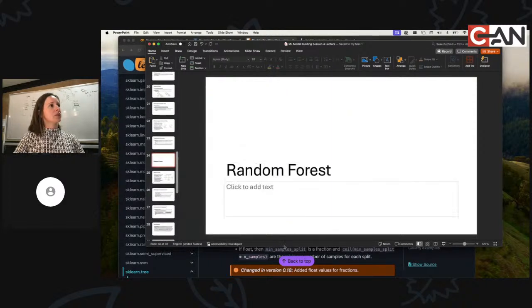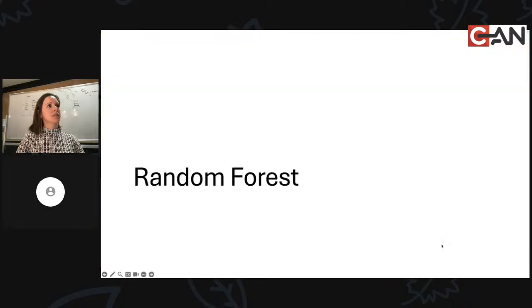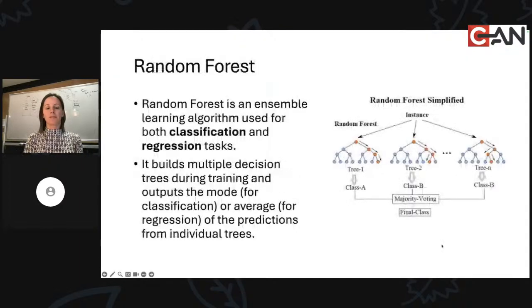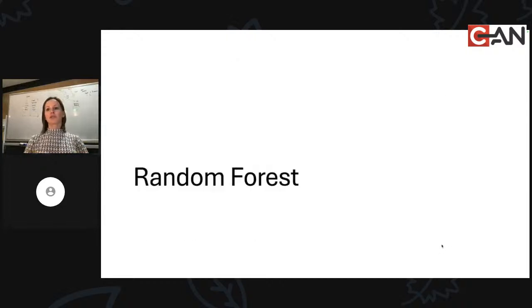Back to random forest. All right, last 30 minutes here. Let's talk about random forest. So we know we have decision trees, and we know decision trees have problems with them. We know that they can be really biased, prone to overfitting.